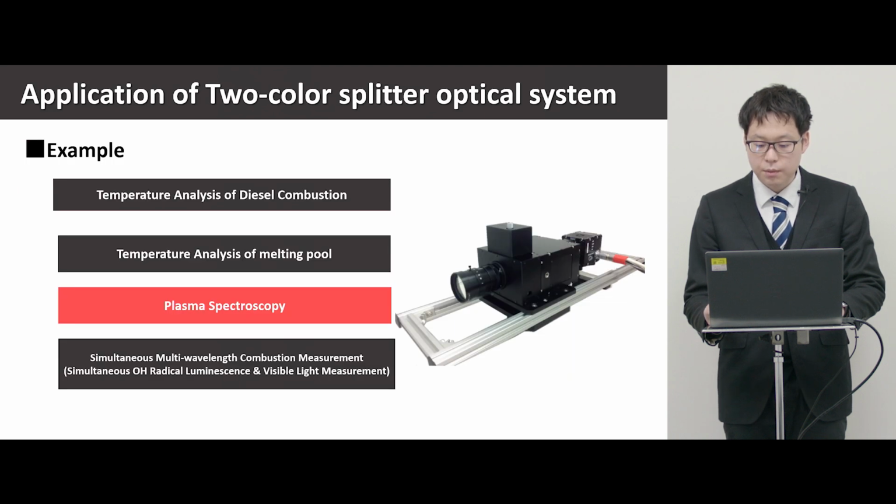Applications of the two-color splitter optical system include temperature analysis of diesel combustion flames and temperature analysis of molten metal in processes such as welding and metal additive manufacturing using the two-color method. Additionally, simultaneous multi-wavelength measurement of combustion flames sometimes involves measuring both the ultraviolet emission of the OH radical and the visible light. We also plan to apply this technology to spectroscopic measurement of plasma in the future.